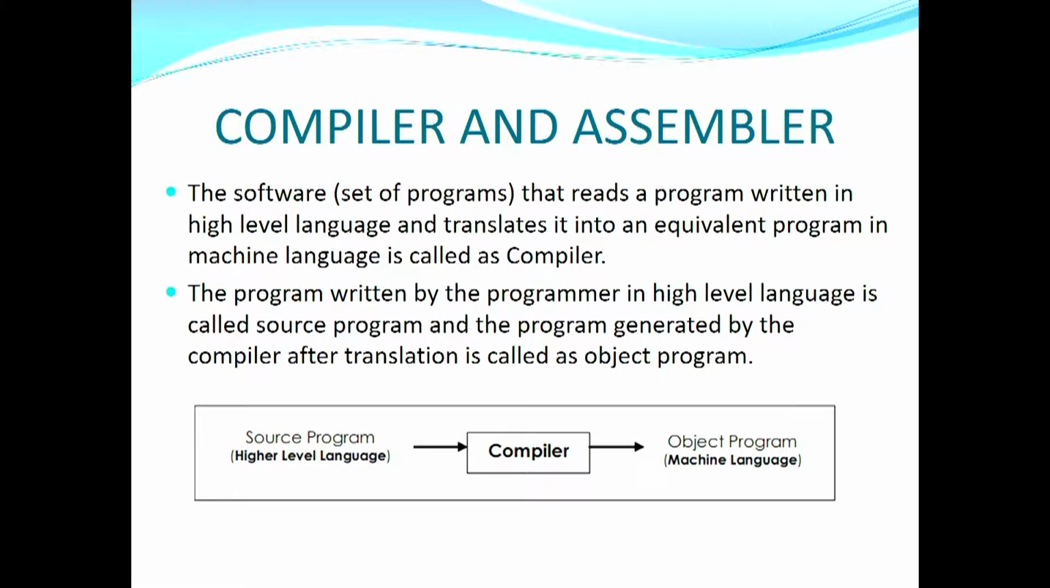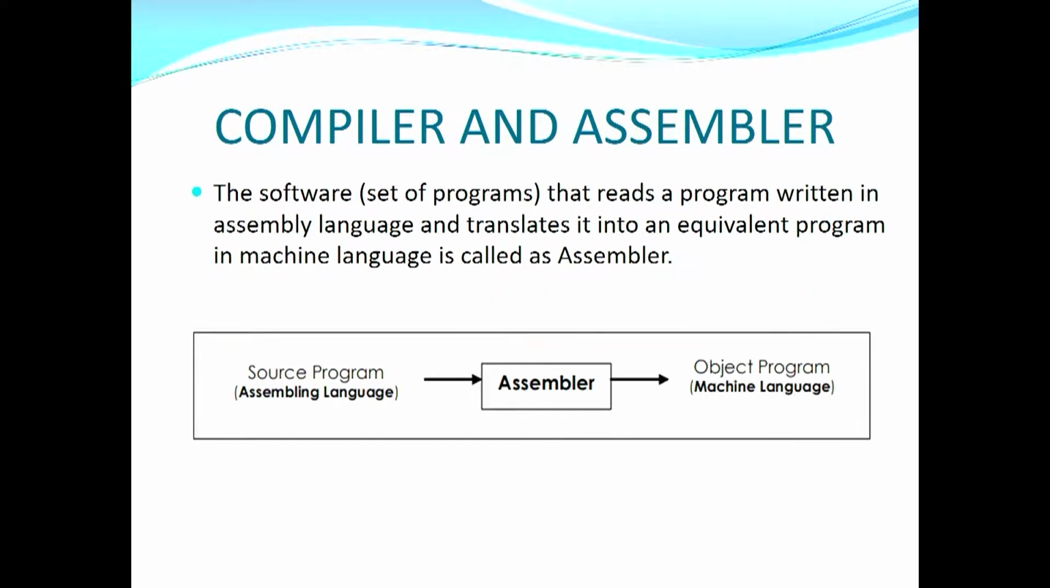The software, the set of programs, that reads a program written in a high level language and translates it into an equivalent program in machine language is called a compiler. The program written by the programmer in high level language is called the source program, and the program generated by the compiler after translation is called an object program. As you can see in the diagram, the source program is given to the compiler, and as a result it gives us the object program.